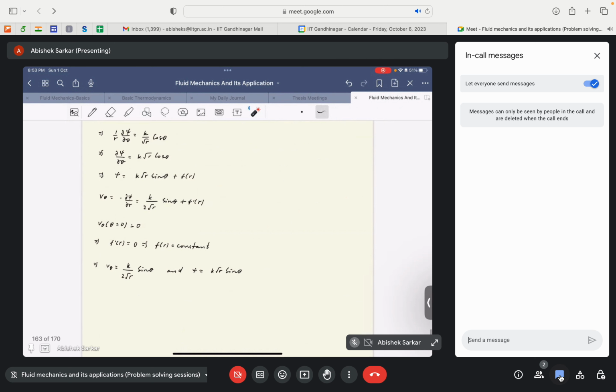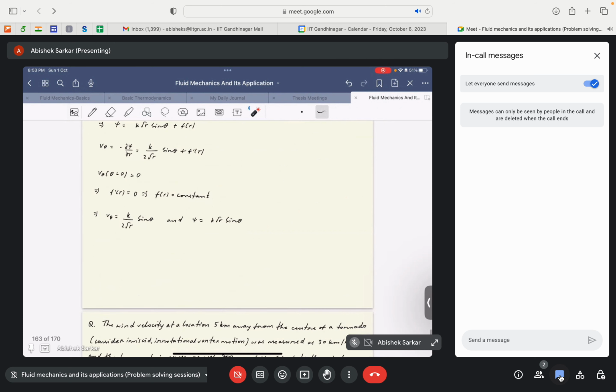So we differentiate this equation with respect to r to get that v theta will be equal to k by 2 root r sin theta plus the derivative of the function of r, f dash r. Since we know that v theta is equal to 0 at theta equal to 0, it gives us that f dash r is equal to a constant.